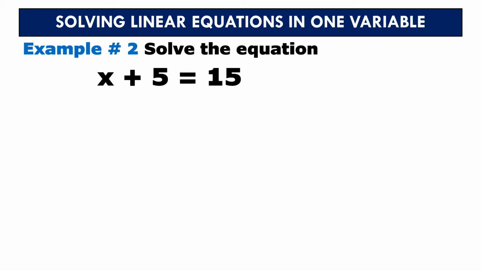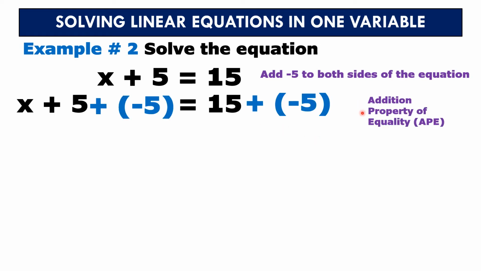Next, example number 2. Solve the equation x plus 5 is equal to 15. So we need to isolate x. So kailangan maalis yung 5 dito. So para maalis ang 5 dito, mag-add tayo ng negative 5 to both sides of the equation, by applying the addition property of equality. So this is now equal to x kasi 5 plus negative 5 is equal to 0. Kaya x na lang yan. Then, 15 plus negative 5, since unlike signs yan, the answer is 10. So x is equal to 10.